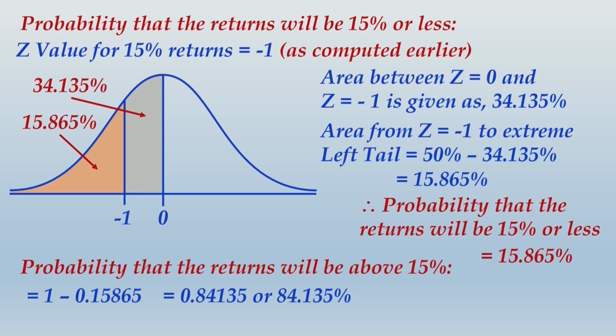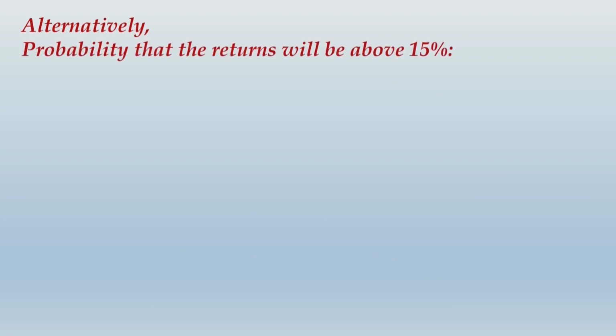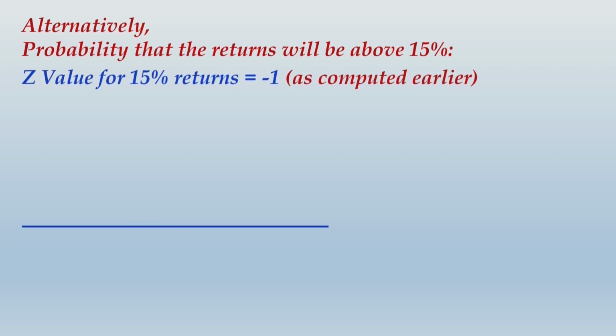So this will be the answer for the second and third part. Now what I can show you is an alternate way of approaching this calculation for finding the probability that the returns will be above 15%. So the Z value for 15% will be -1, we know it already. So we plot that on the normal curve.